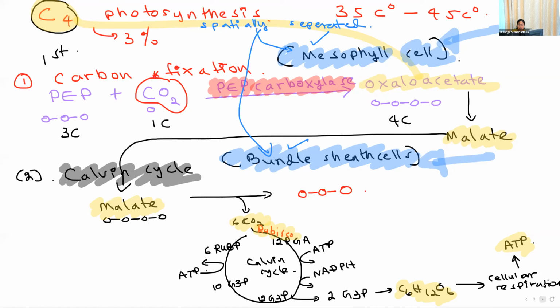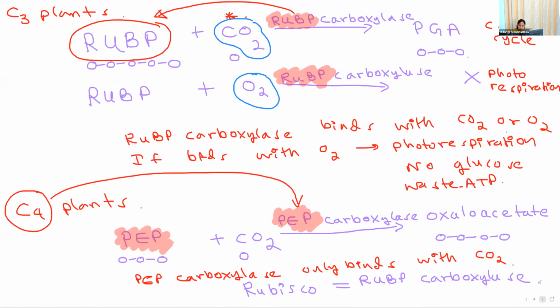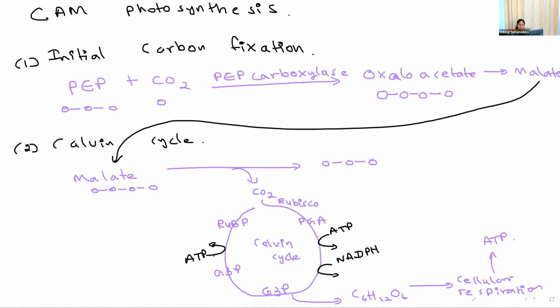But if I go to the CAM, this is C4, right? But if I go back to the CAM photosynthesis, this is what I was doing. Because of the extreme heat, this is more than 45 degrees, right? So we're looking at the temperature more than 45 degrees. So during the daytime, they can't keep their stomata open, right? So they must close their stomata completely during the daytime.